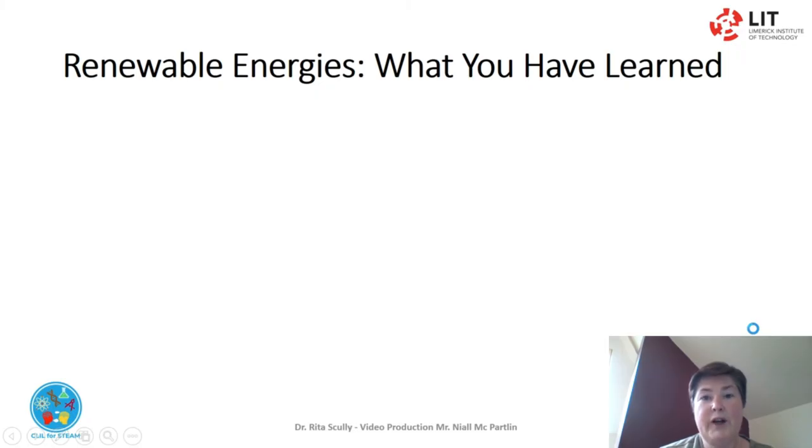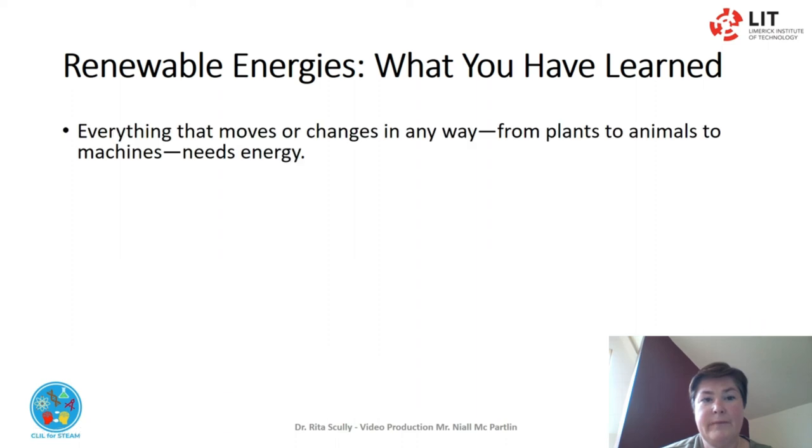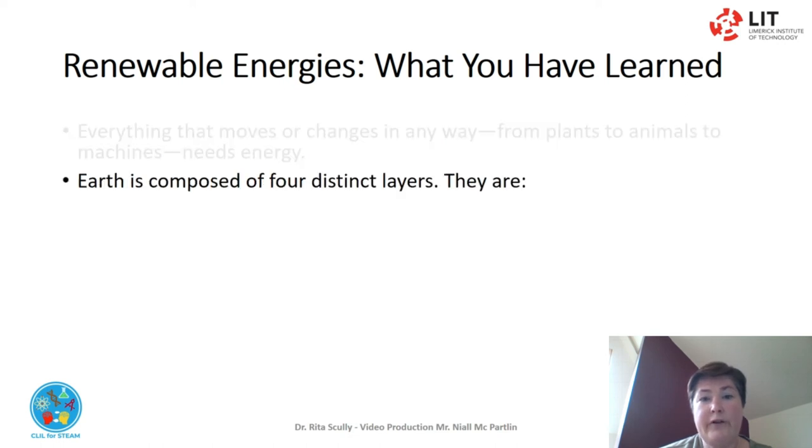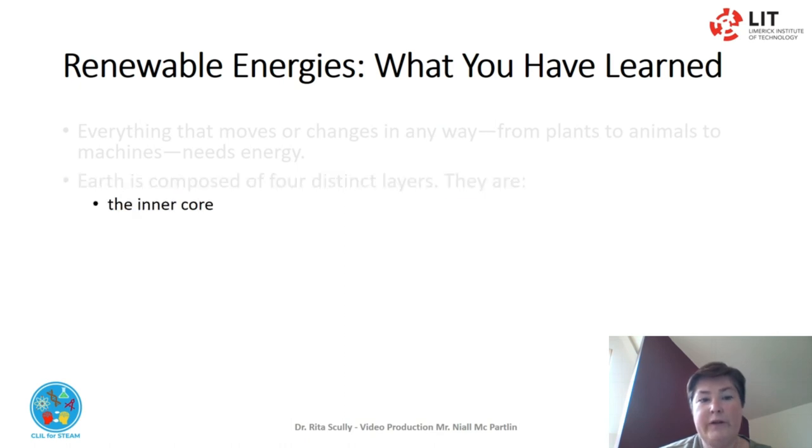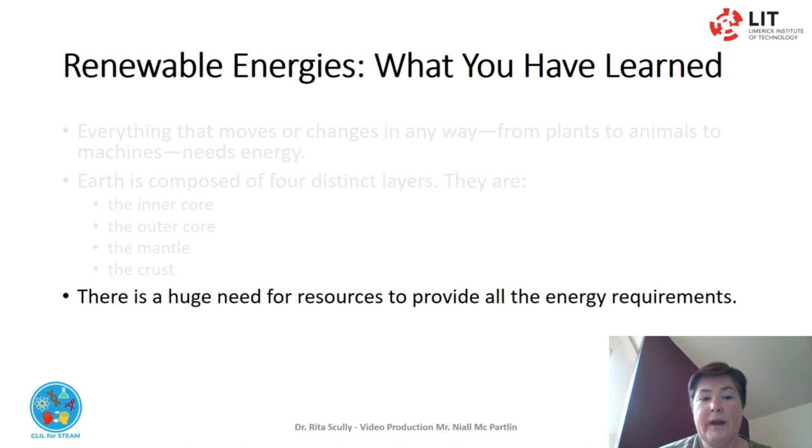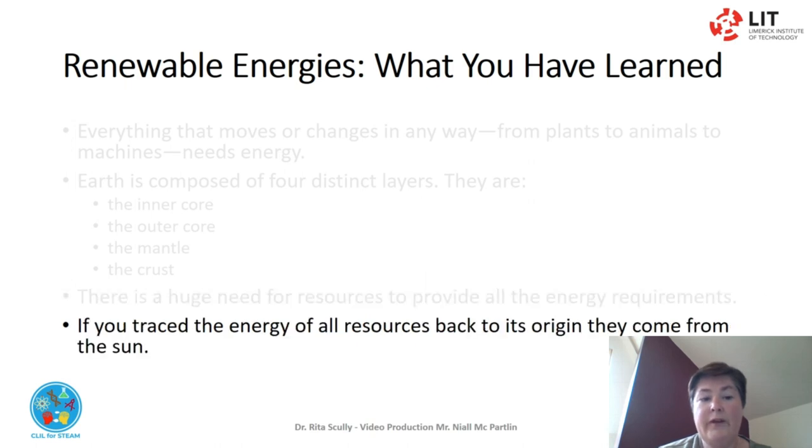What you have learned. Everything that moves or changes in any way, from plants to animals to machines, needs energy. The earth is composed of four distinct layers. They are the inner core, the outer core, the mantle, and the crust. There is a huge need for resources to provide all of the energy requirements. If you trace the energy of all resources back to its origin, they would come from the sun.